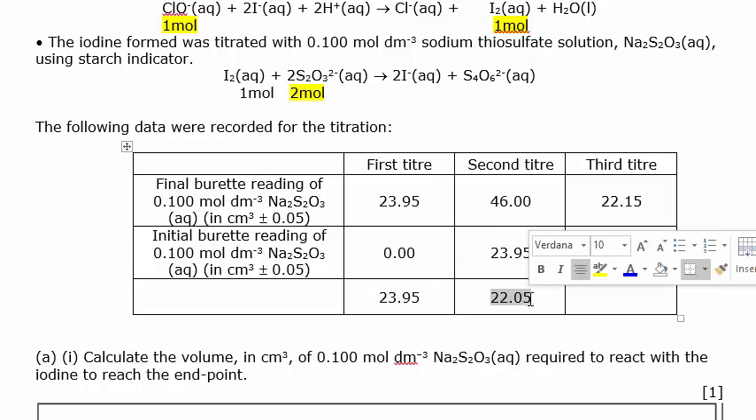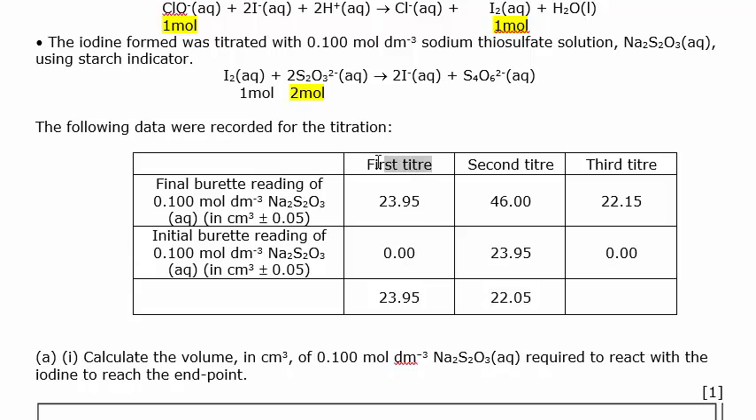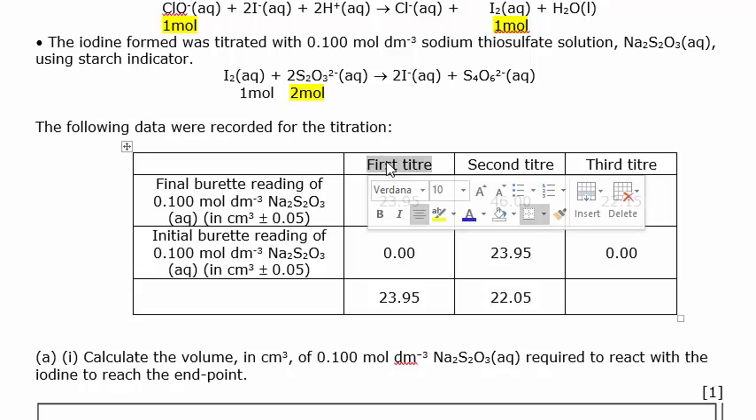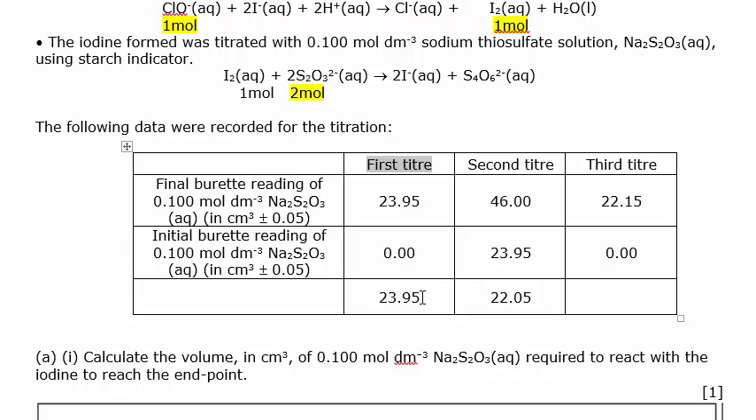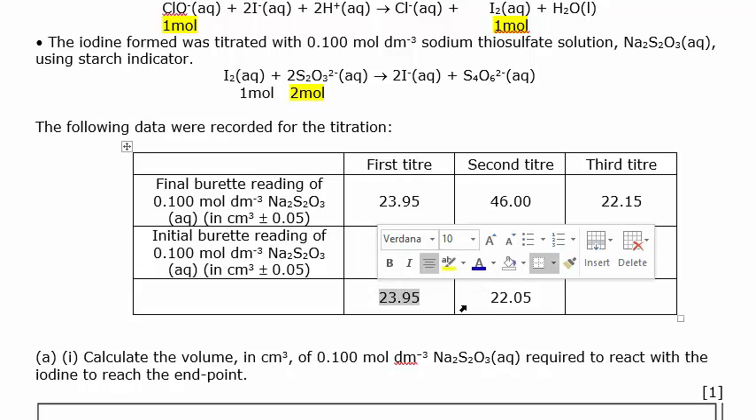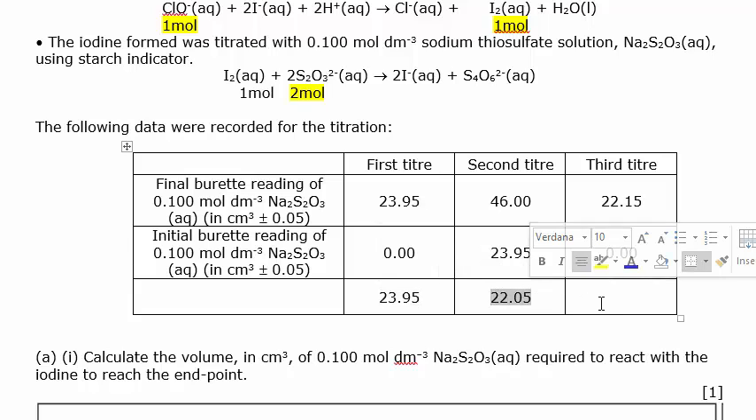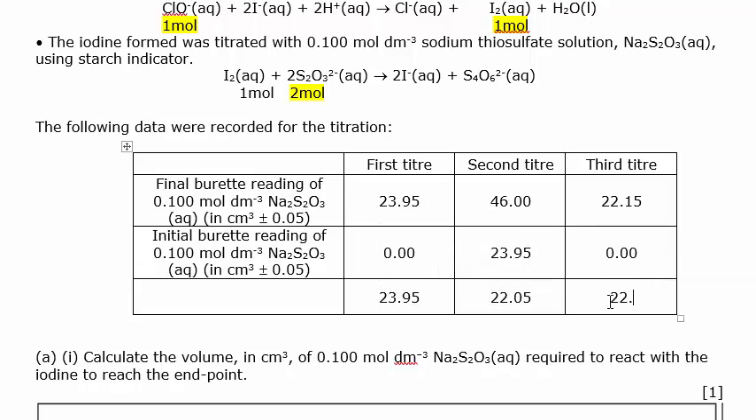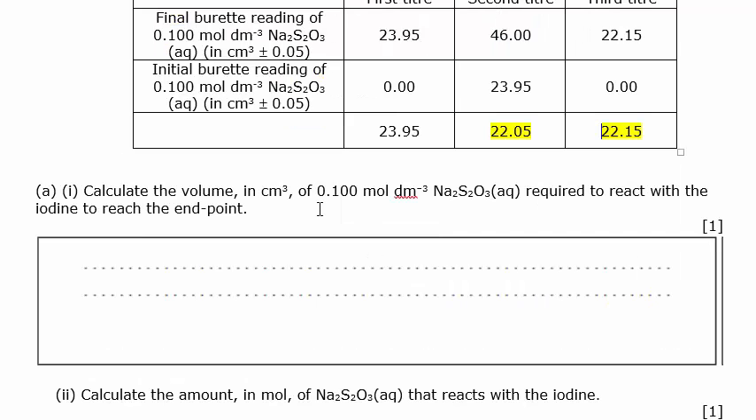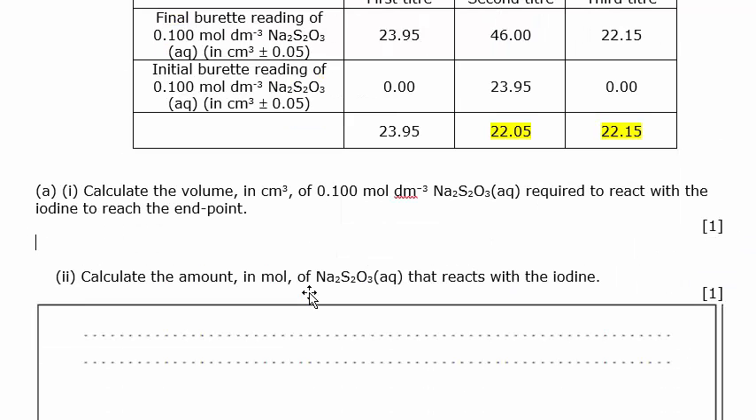Now you should notice that this is much larger than this. Ask yourself why. Well, the answer is this first titer is what we always do: we do a rough titration first, and then when we know more or less whereabouts the answer is, we start to do accurate titrations. And here the two values, 22.05 and 22.15, are concordant values. They are within 0.1 of a centimeter cubed of each other. So these are the two values we would use when calculating the volume of 0.1 mole per litre sodium thiosulfate required to react with the iodine to reach endpoint.